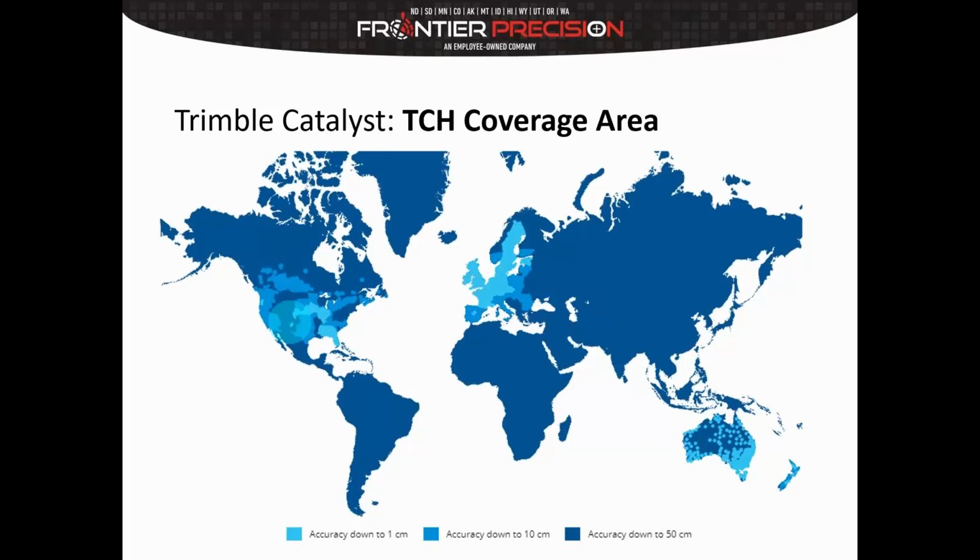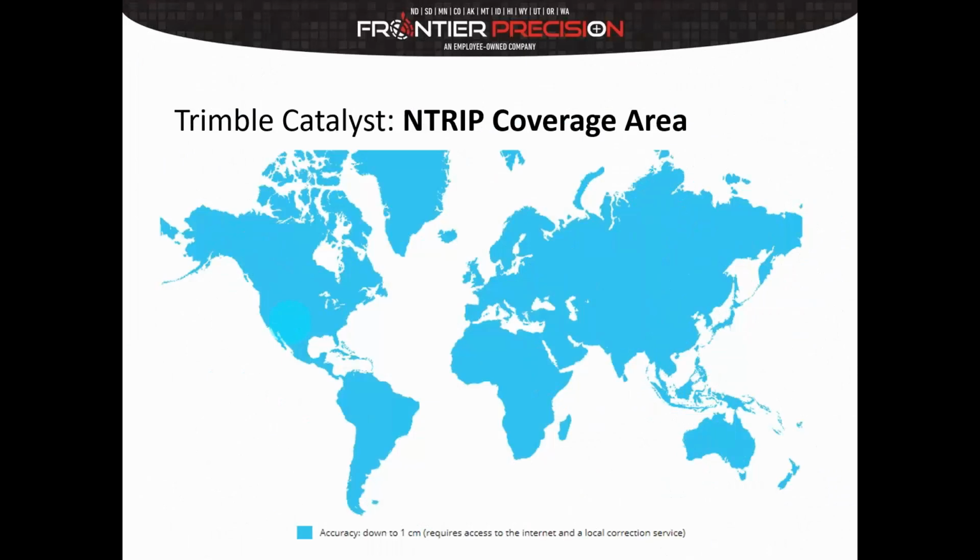So this is all through the Trimble Correction Hub. If you're using your own single base or NTRIP source, you can get down to 1 centimeter anywhere across the world. Of course, you'll have to have some sort of cell coverage in that area to connect to that NTRIP source. So there are some limitations on area.